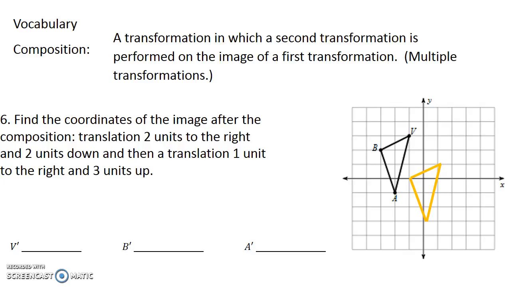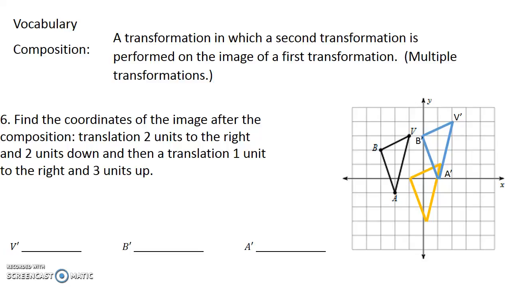Now I'm not labeling it right now because I'm not done. It's a composition of things, so I need to keep going. It says then a translation of 1 to the right and 3 up. So if I take the one that I currently have in yellow and move it 1 right and 3 up, I end up here. So then we could say, oh, well, now this is my image. Now this is where I'm stopping.